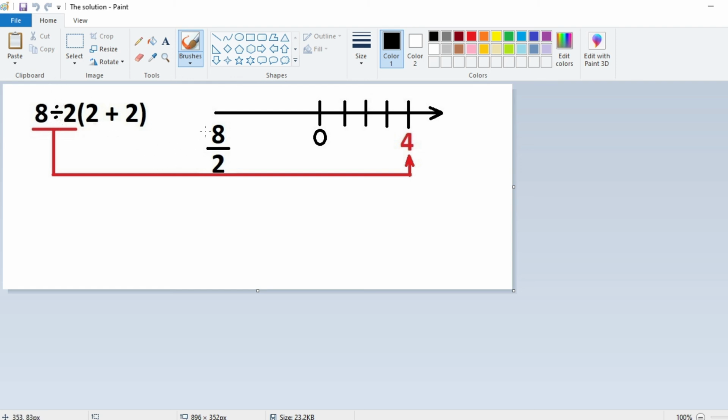When you rewrite 8 divided by 2 as 8 over 2, it's much easier to see that, oh, that's 4. And then you're correct. You do parentheses first. I'll work the problem out now for you using the correct order of operations.